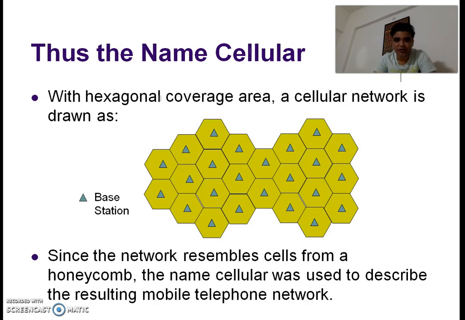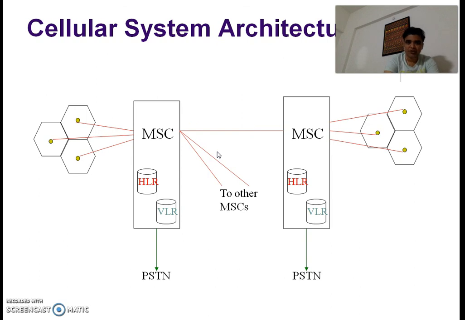With hexagonal coverage areas, a cellular network is drawn like this. It looks like a honeycomb. This blue color is a base station, and the hexagon is its coverage area. Since the network resembles the cells of a honeycomb, the name cellular system was used to describe the resulting mobile telephone network, and the mobile stations served by these base stations are called cell phones. So this is the cellular system architecture.